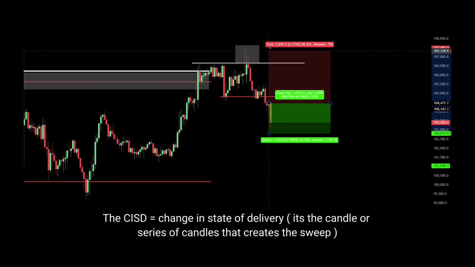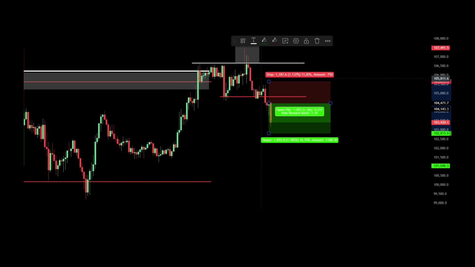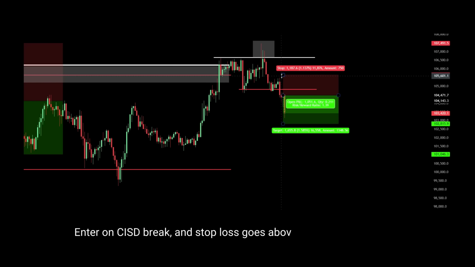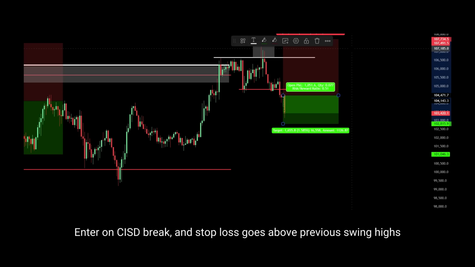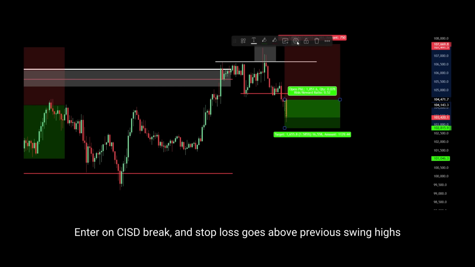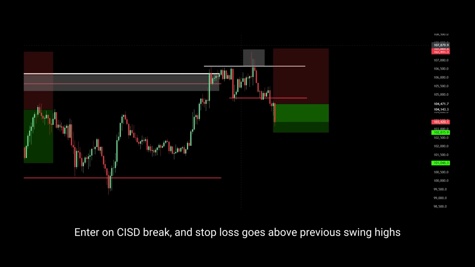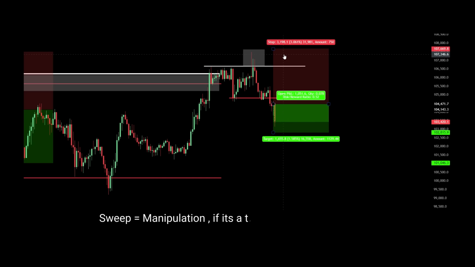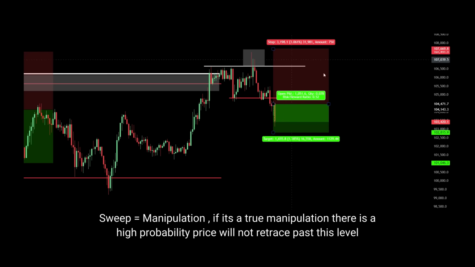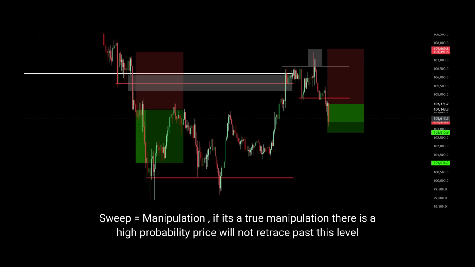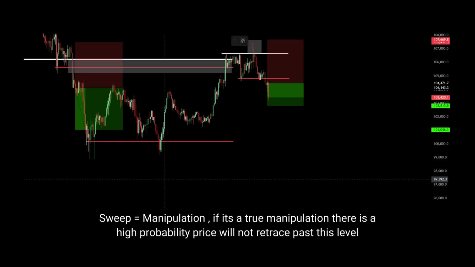Stop loss can go above the highs or these highs over here. It just depends on your tolerance for risk. So let's say I move the stop loss up here because I know after experience, if you get a true manipulation and a sweep and you place a stop loss above there, price does not like to come back past that level. So now we're looking for potential take profit area.